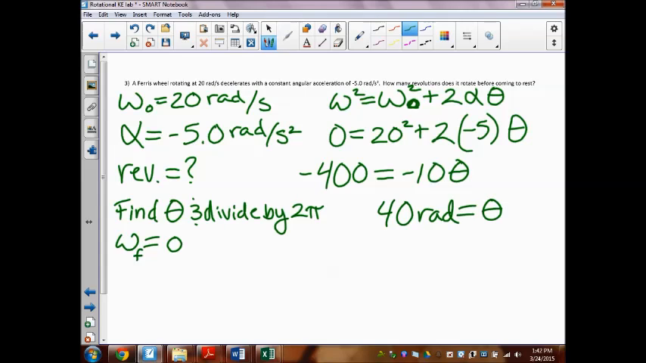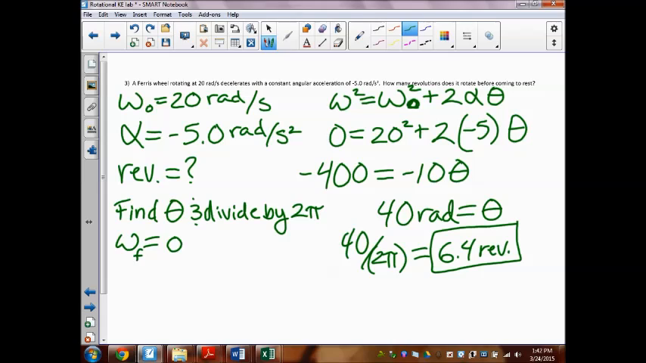But again, that's not my final answer. I now need to divide that by 2 pi to get my revolutions. Now, if you're doing this on your calculator, make sure that you put 2 pi in parentheses. If you don't, your calculator will divide by 2 and then it will multiply by pi. So make sure that you think for your calculator. Put it in parentheses, and you should get 6.4 revolutions.